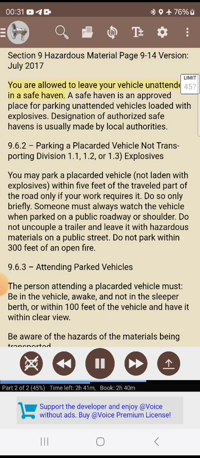You are allowed to leave your vehicle unattended in a safe haven. A safe haven is an approved place for parking unattended vehicles loaded with explosives. Designation of authorized safe havens is usually made by local authorities.